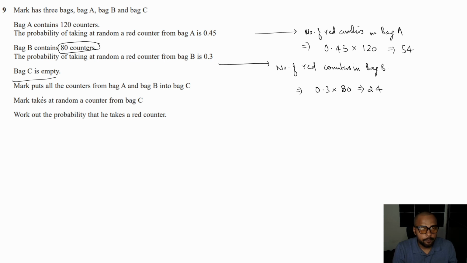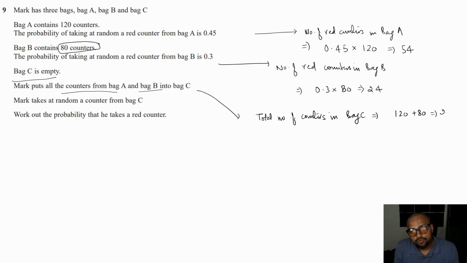Bag C is empty. Mark put all the counters from bag A and bag B into bag C. Okay. Now he puts all the counters from bag A and bag B to bag C. So all the counters. Okay. So the total number of counters in bag C will be equals to 120 plus of 80. That will be equals to 200.